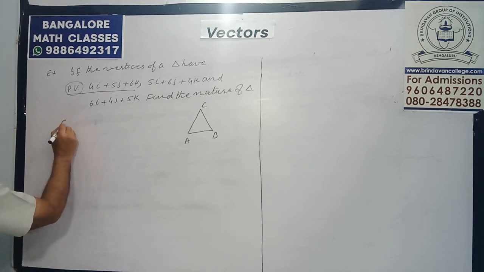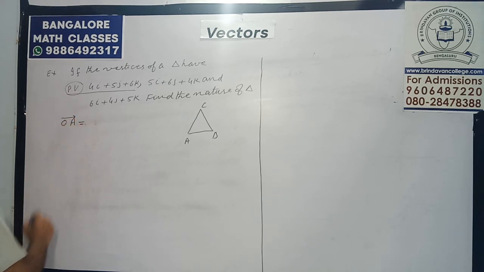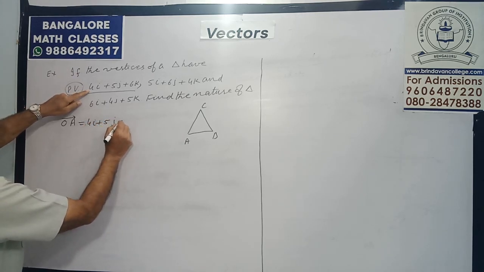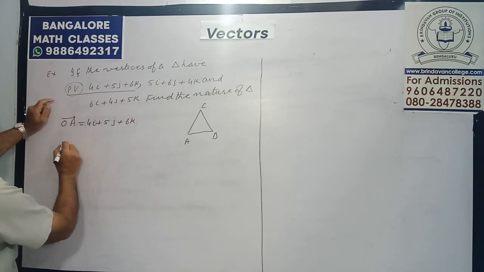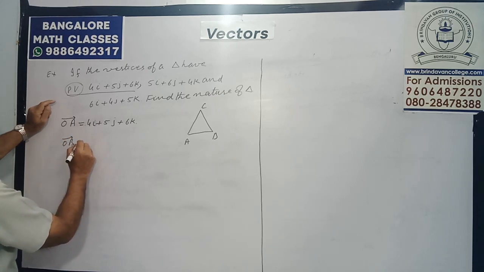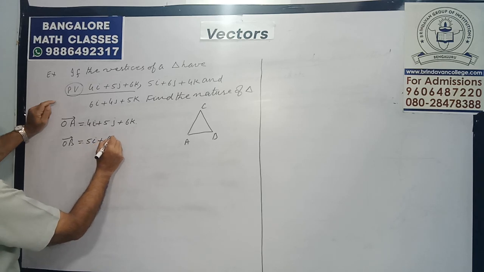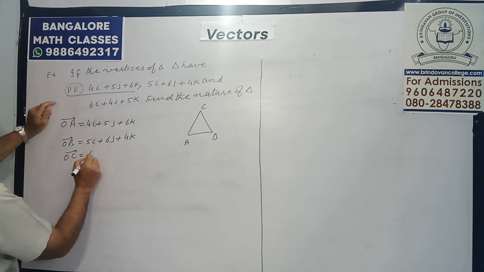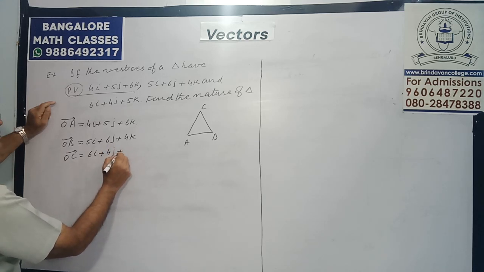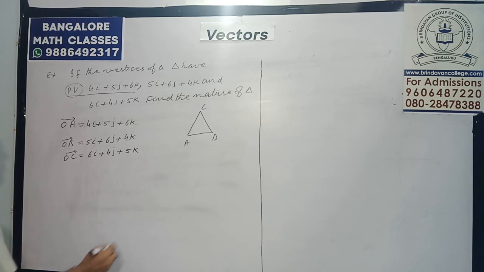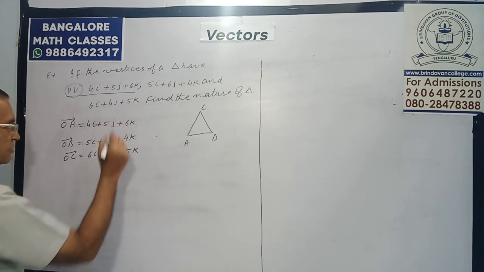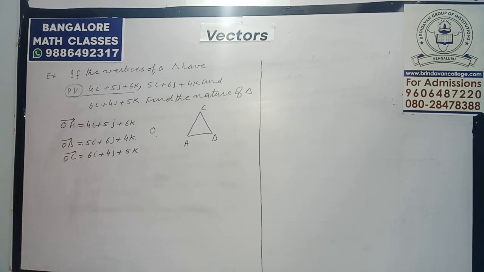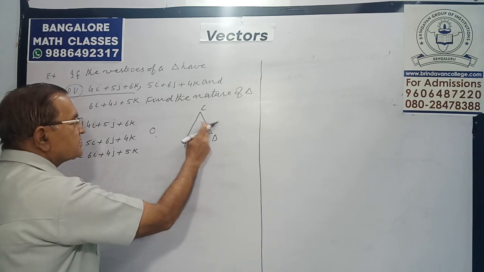So therefore, OA is 4i plus 5j plus 6k. OB is 5i plus 6j plus 4k. OC is 6i plus 4j plus 5k. All these are with respect to the origin O, like OA, OB, OC. To find the nature of the triangle, we should know the lengths of the sides.